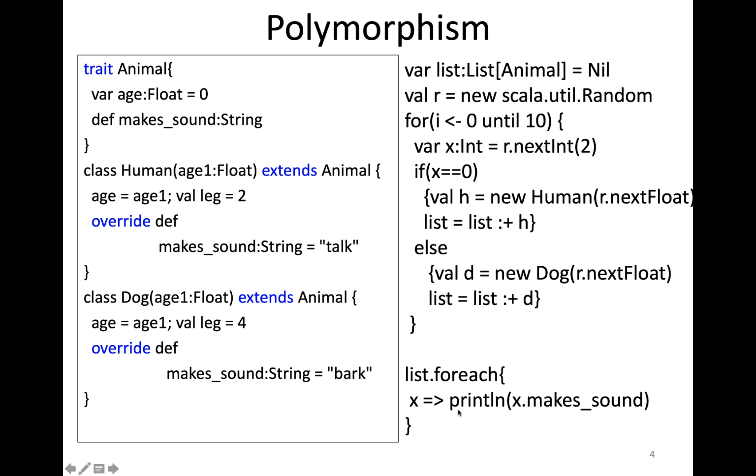So when we just call x dot make sound, where x is a generic animal, why do I say so? Because this list was of generic animals, right? And x is one element in that list. So this make sound is basically referring to this generic situation, but Scala at runtime can figure out whether that animal is a human. If it is human, it will invoke the corresponding make sound, talk, otherwise bark. And that concept is called polymorphism, right? To decide the specific type of the object at runtime.